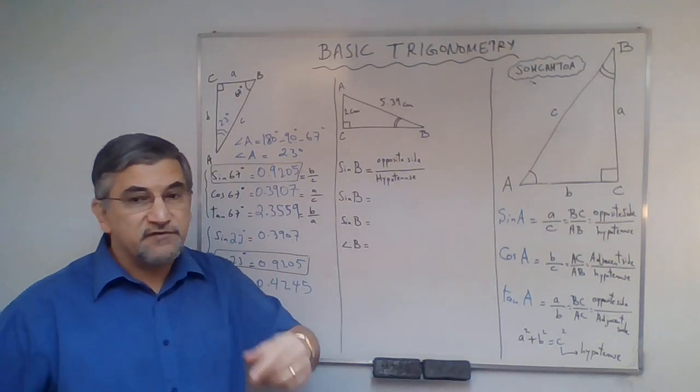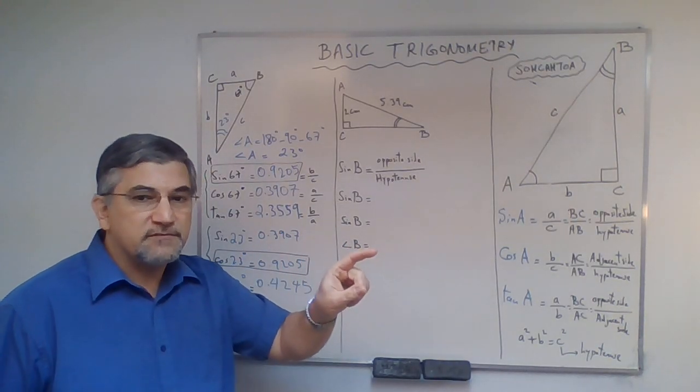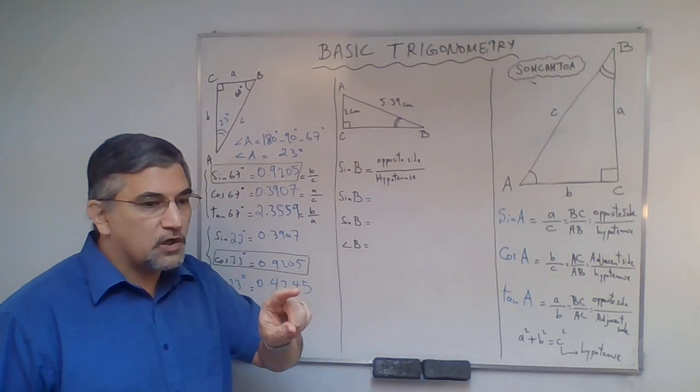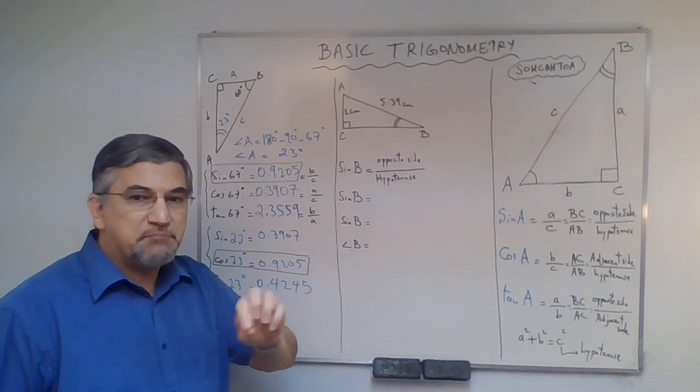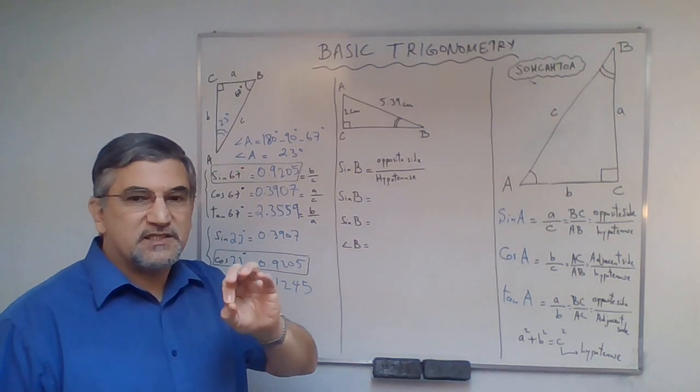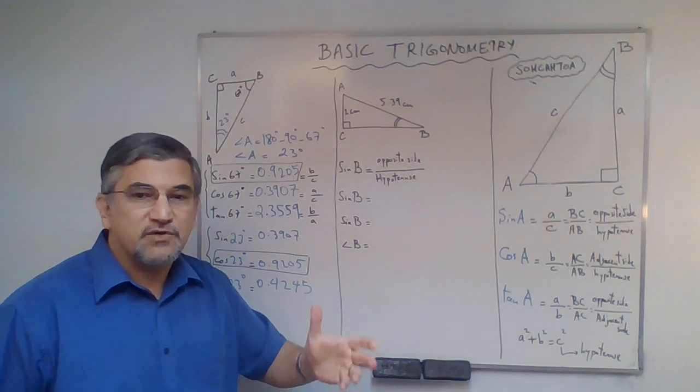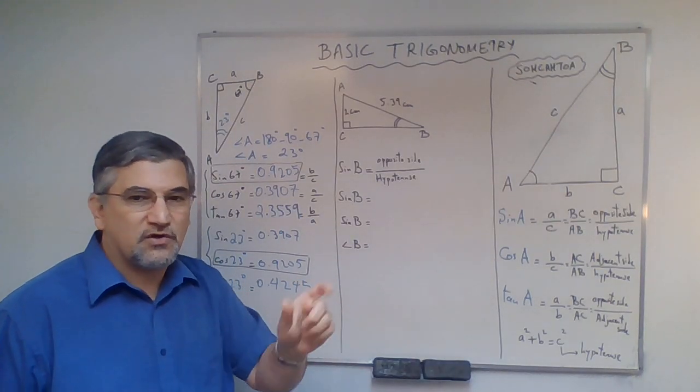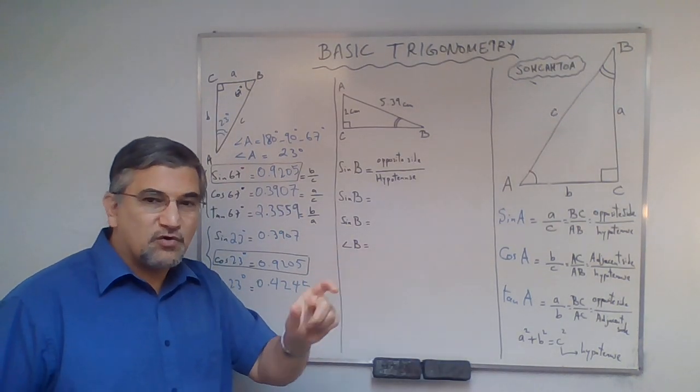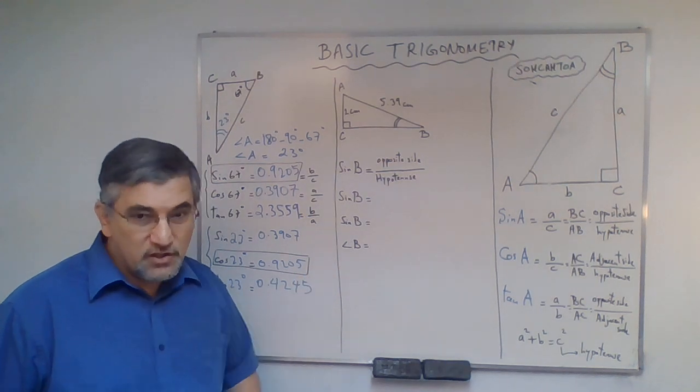You can try it right now if you feel like it. Punch in sine of 1 degree and punch in cosine of 89 degrees. I bet $100 that you will get exactly the same answer. Why? Because 1 degree and 89 degrees are complementary angles. So sine and cosine of complementary angles are equal, okay?